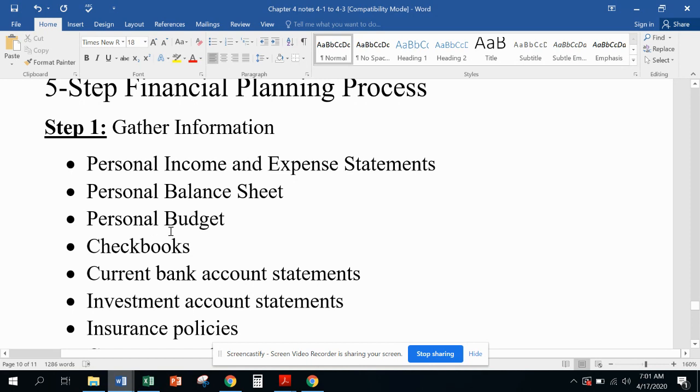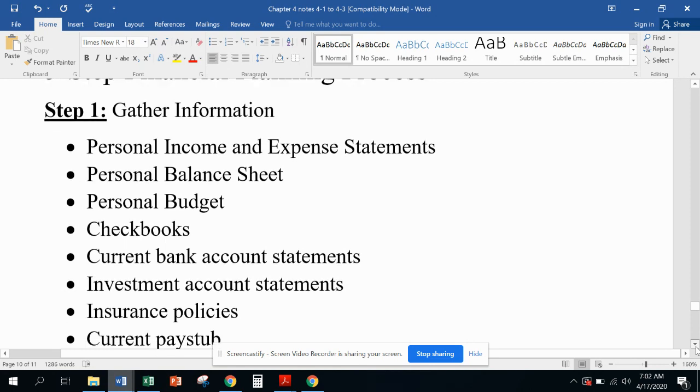Personal budget. We want to take a look from month to month, year to year, what's coming in, what's going out. So personal income statements are month to month, so you could see in maybe 1 month a lot of money's coming in, but maybe if you look at your budgets going forward, you have a lot of expenses, and maybe planning for a big ticket purchase just might not be in reach right now.